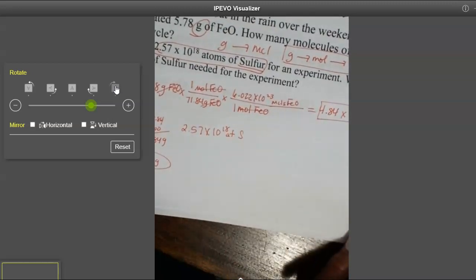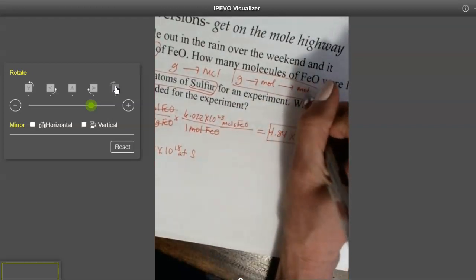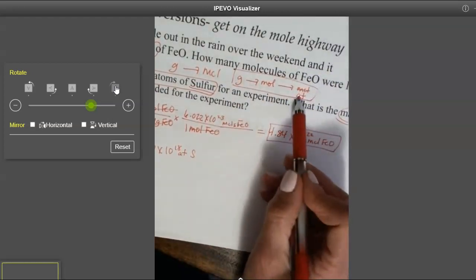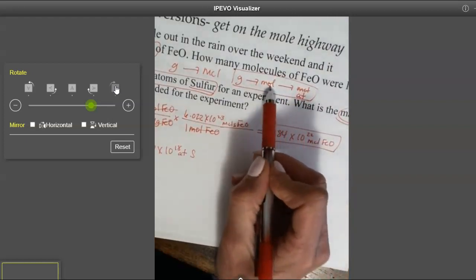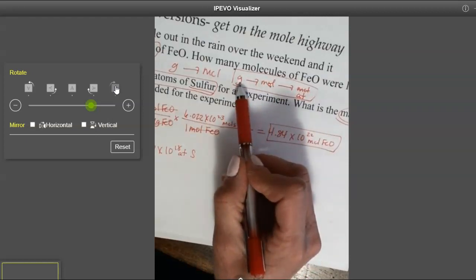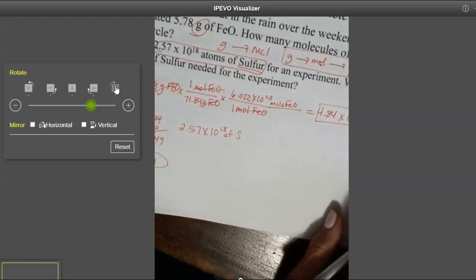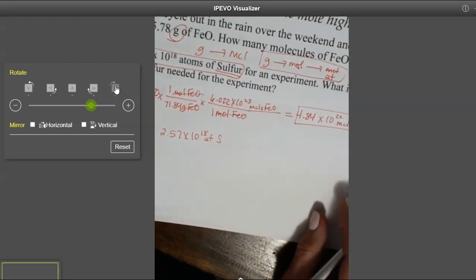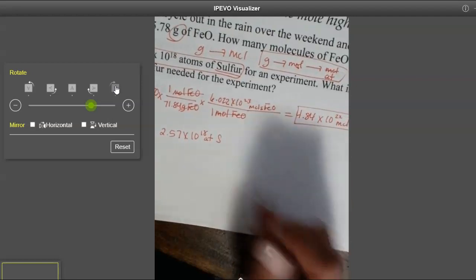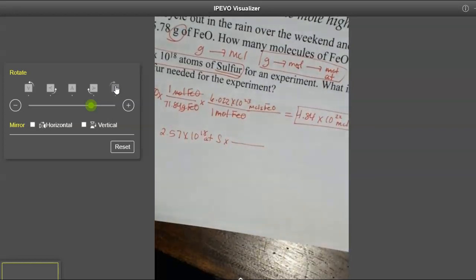Now, we're doing this in reverse, okay? I'm going to make this atoms. So we're given atoms. We're going to have to jump to mole city on Avogadro's highway, and then we're going to have to get from moles to grams on the molar mass highway. So we're doing this problem just in reverse with sulfur. So we're starting with 2.57 times 10 to the 18th atoms of sulfur. So I've got to get from atoms to moles, so I'm going to jump on Avogadro's highway.